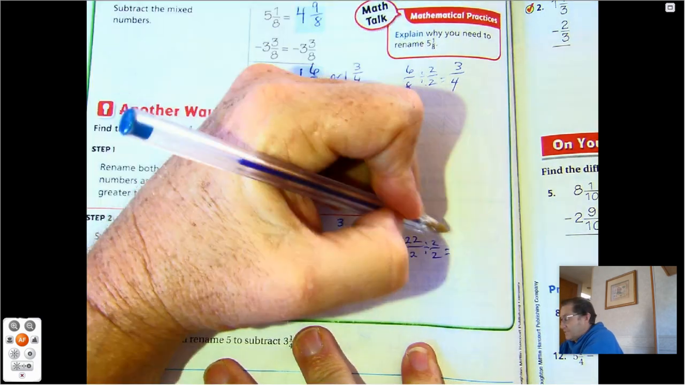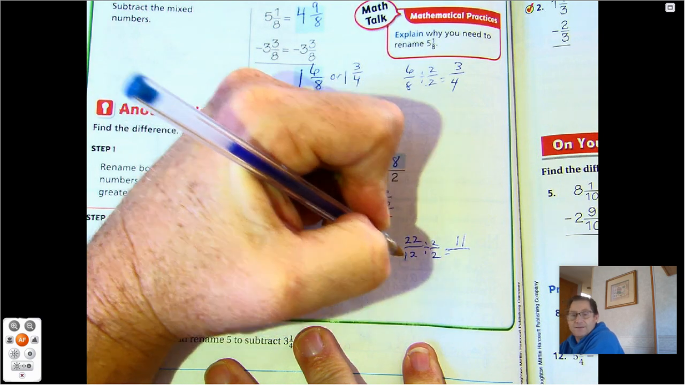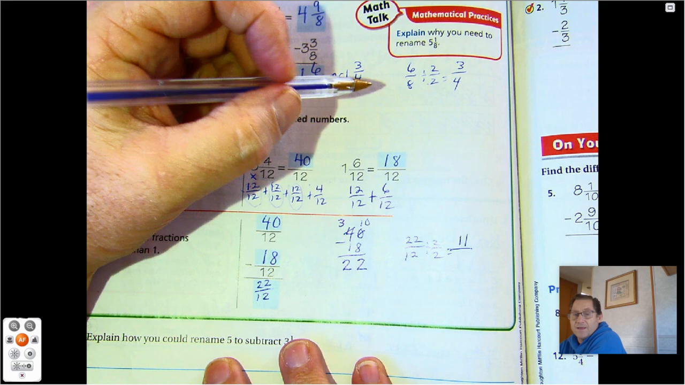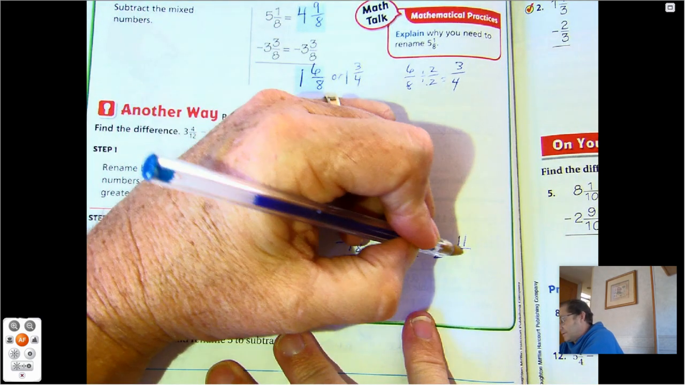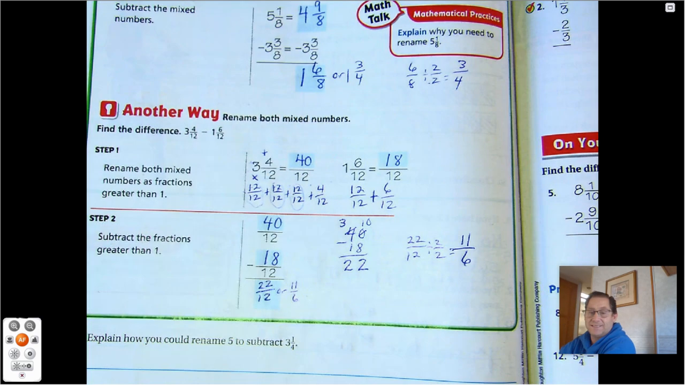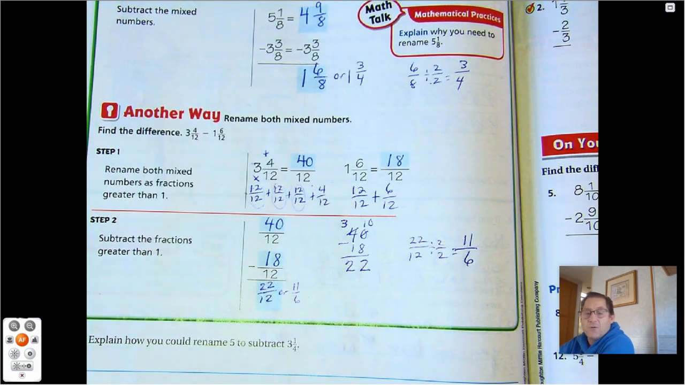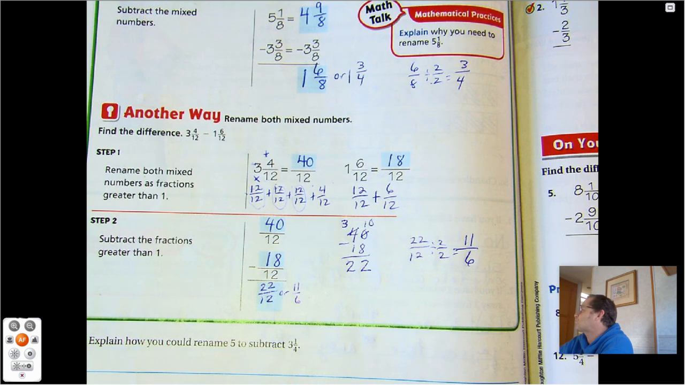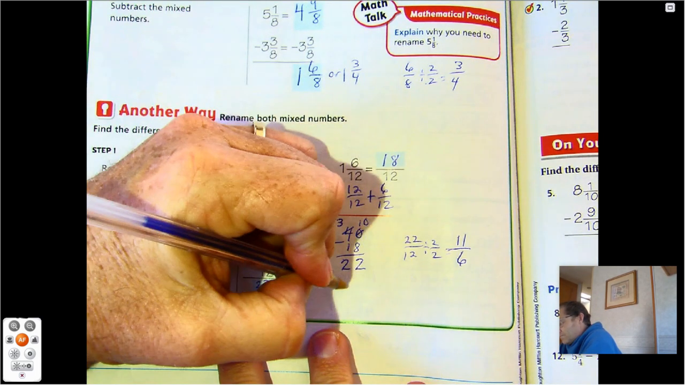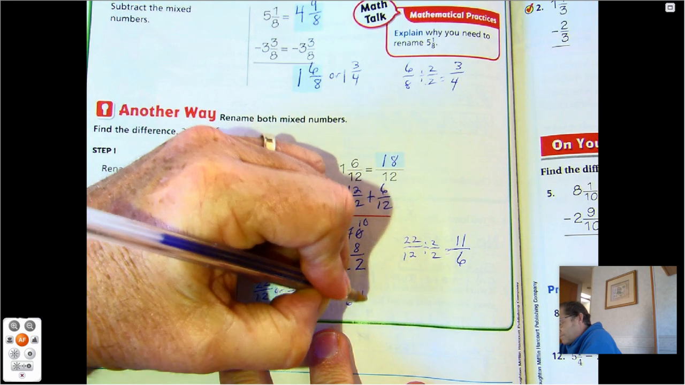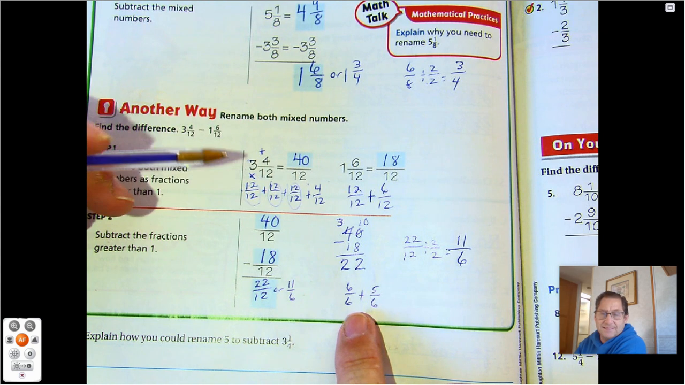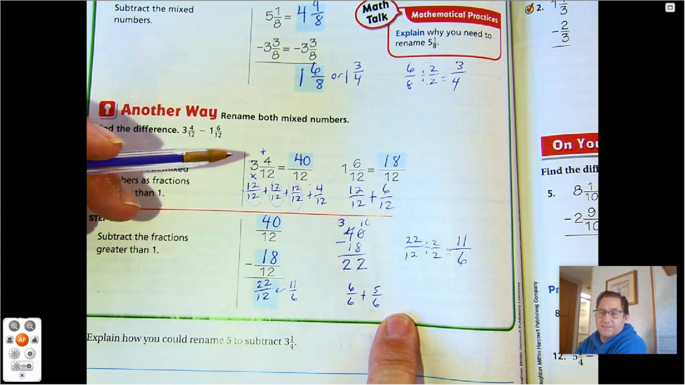22 divided by 2 is 11. 11 plus 11 is 22. And 12 divided by 2 is 6. So 11/6. And would you agree that 11/6 is the same as saying 6/6 plus 5/6?